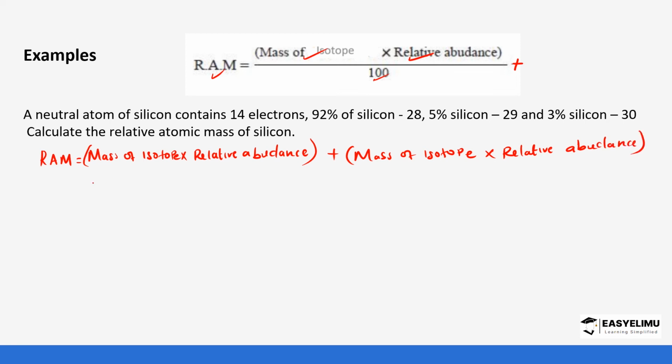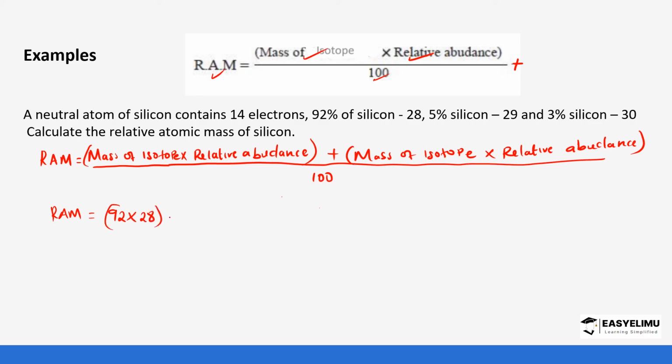And everything is divided by 100. So let's do that together. So our RAM in this question will be, so we start with the 92%. Silicon 28 has a mass of 28. We put a bracket, then we add a plus sign.